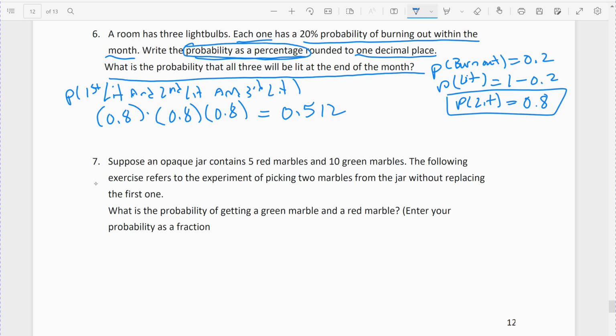Again, read the problem carefully. The probability as a percent rounded to one decimal place. So that's the decimal. The percent would be 51.2% rounded to one decimal place. So make sure you're careful on what they're asking for.